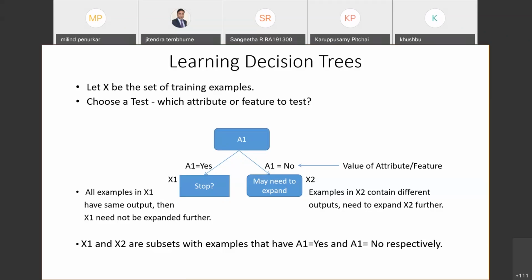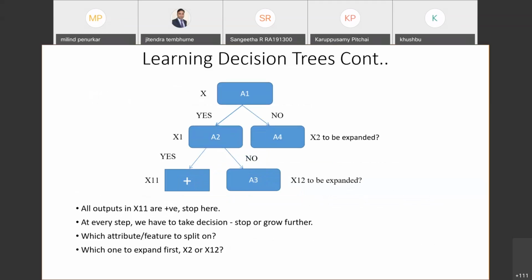So that is the case. All examples have the same output, so X1 need not be expanded further, and examples in X2 contain different outputs, so you need to expand X2 further. So as I said, X1 and X2 are the subsets with examples that have A1 equal to S and A1 equal to no respectively. So let's take another example.